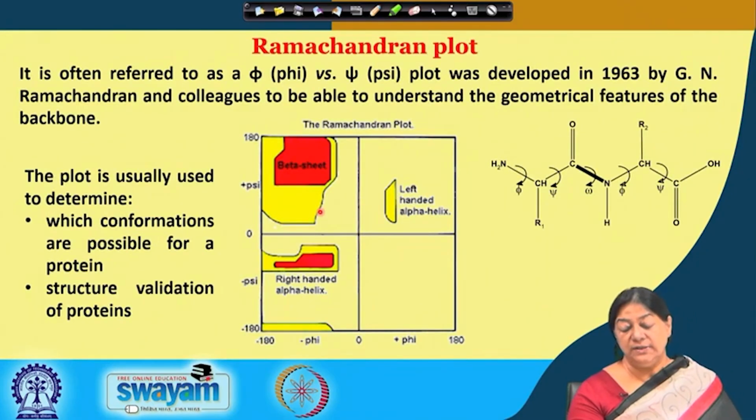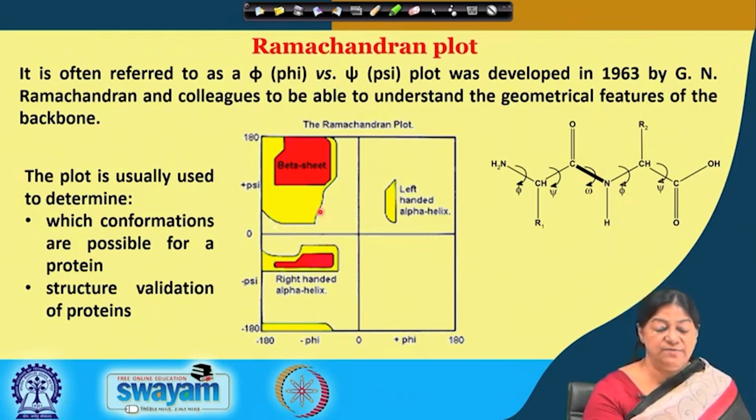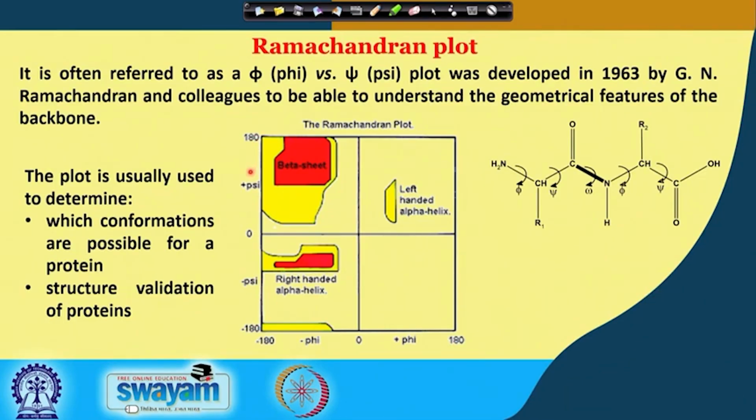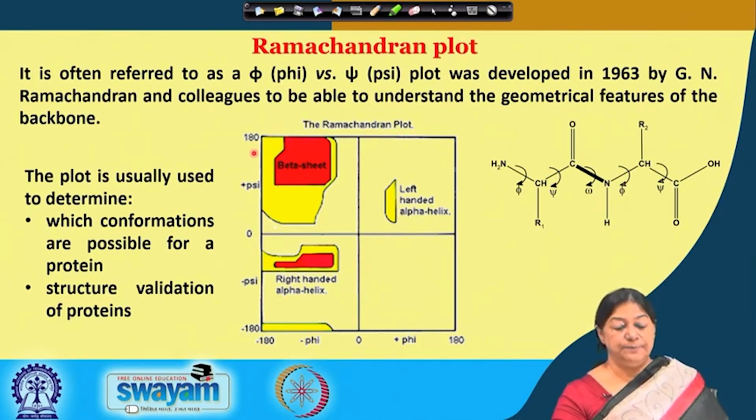The torsion angles that we considered, where we have the phi angle and the psi angle, and the omega angle. This is a very important plot that tells us something very unique about the protein geometry, the secondary structure geometry, where the phi angle is on the x axis, the psi angle is on the y axis. It is actually a circular plot where we are going from minus 180 to plus 180. It determines which conformations are possible for a protein and structure validation of the protein.